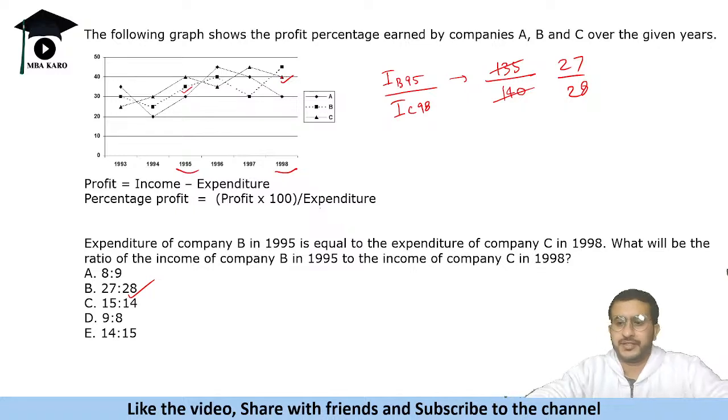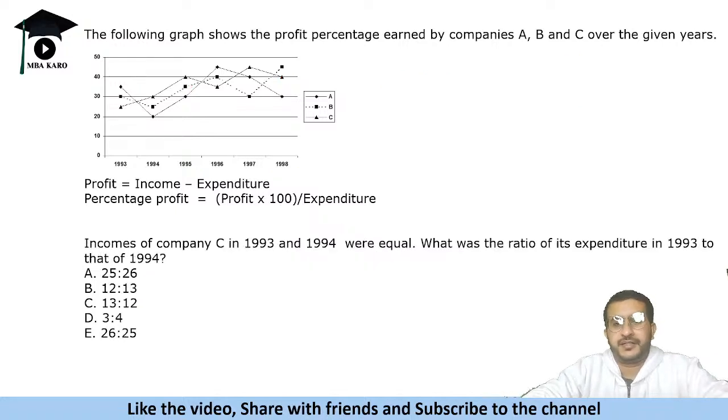Okay, straightforward answer because it is depending on expenditure. Expenditure is the same. So expenditure 100 मान लेते हैं, income will be 135 and its income will be 140. So 27 ratio 28. You need to interpret the data कि हमें क्या चीज दी हुई है, किस चीज की परसेंटेज दी है and how do we calculate the other things. So here's the next question.